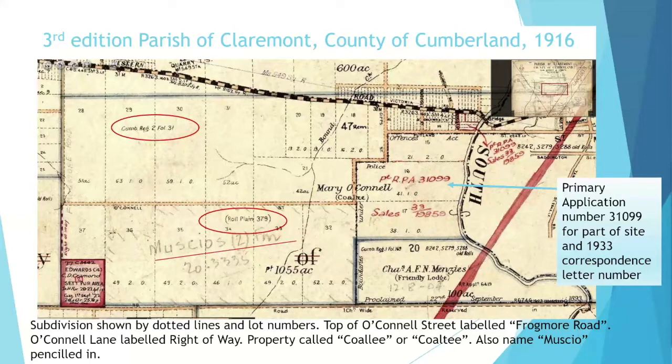We've got the top of O'Connell Street, where it comes in from the Great Western Highway. Somebody has written the name Frogmore Road along it. Where O'Connell Lane is now are the words right of way, so it wasn't actually a proper street, it was just a right of way. And somebody else has also penciled in a name covering the area where we are now, which is Musicos.